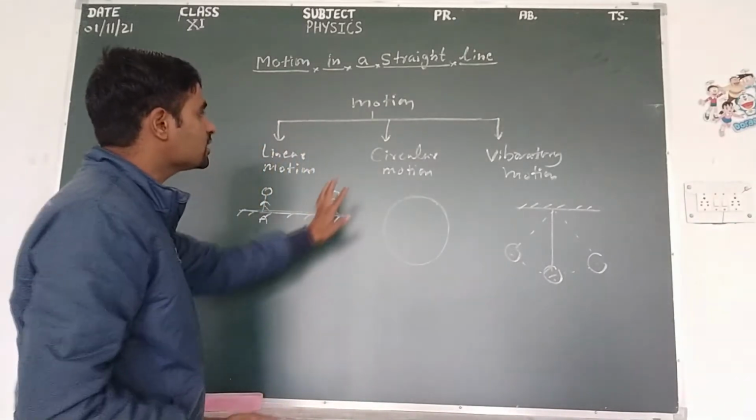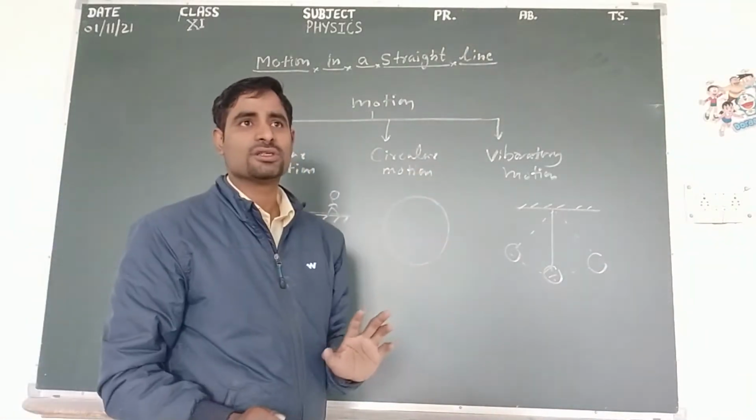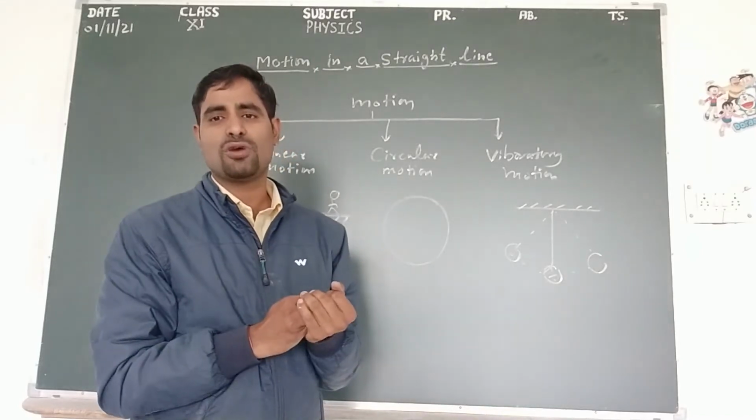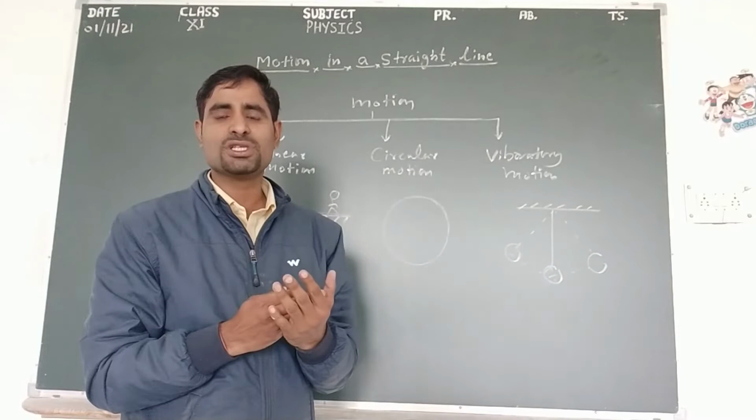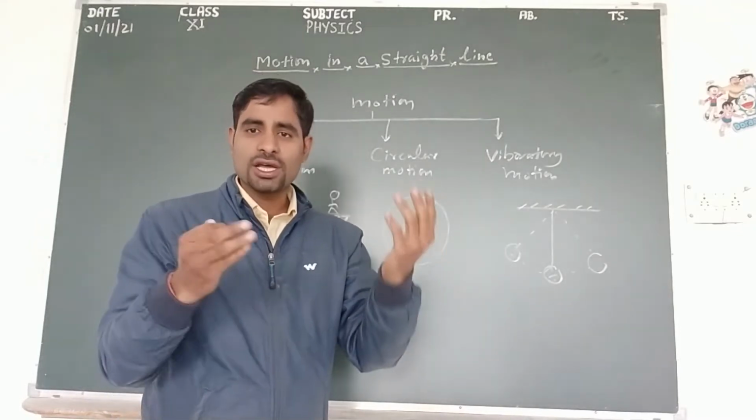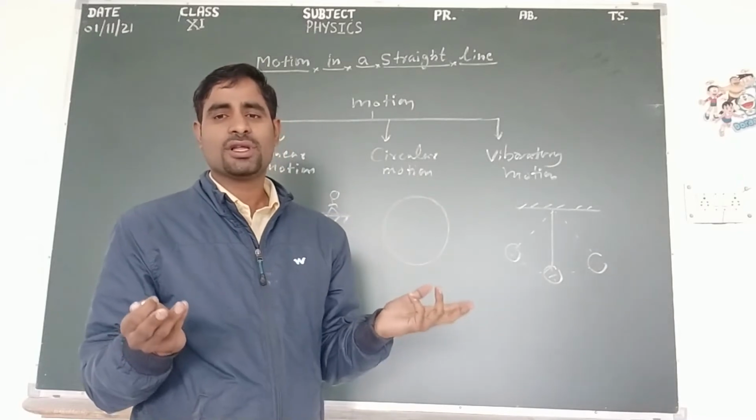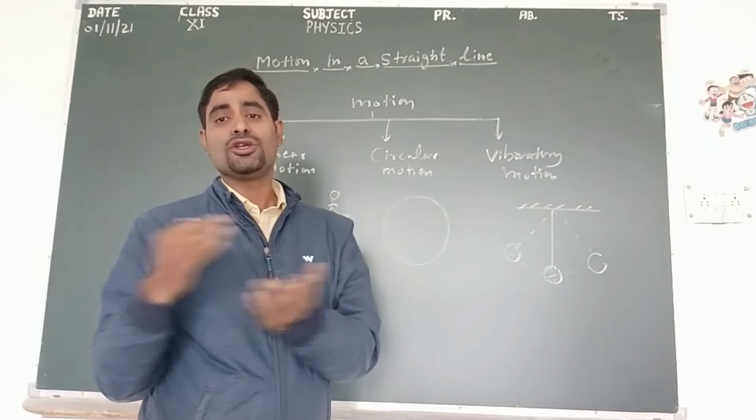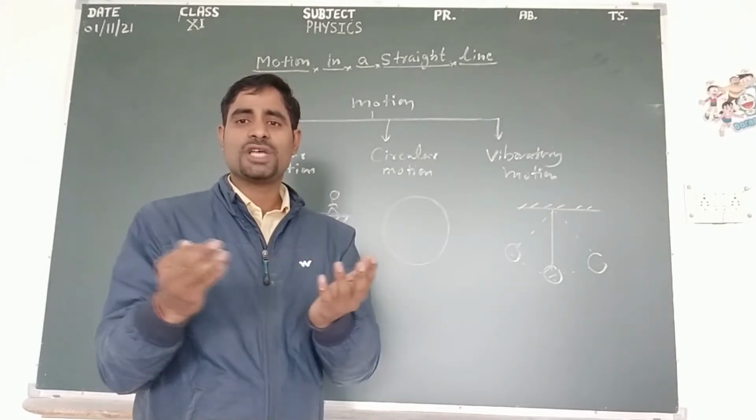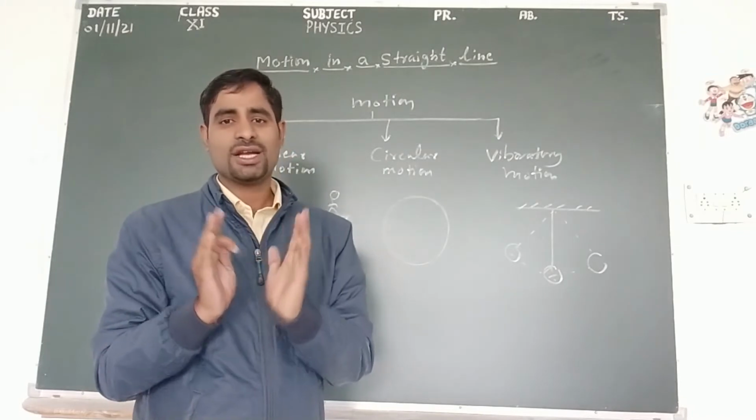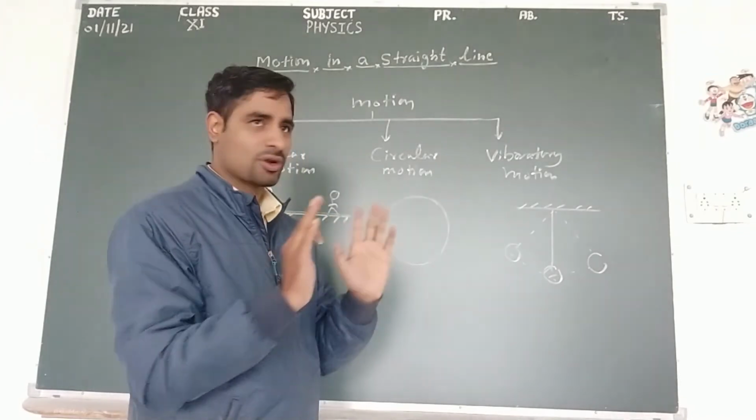And the next is nature of the motion. There are two types of nature, uniform motion and non-uniform motion. In uniform motion, when an object changes its position, it covers equal distance in equal intervals of time. Then the object is moving in uniform motion. And in non-uniform motion, the object covers equal distance but in unequal intervals of time. That is non-uniform motion overall.